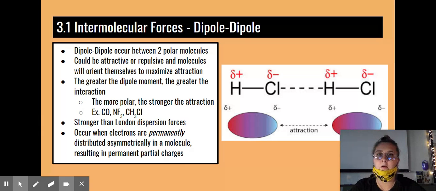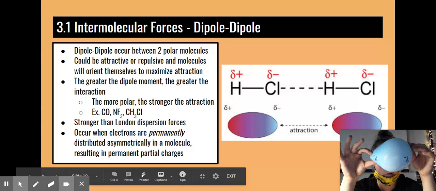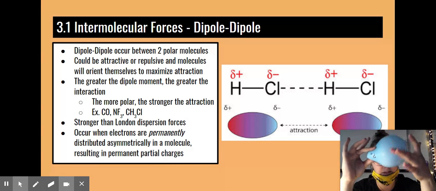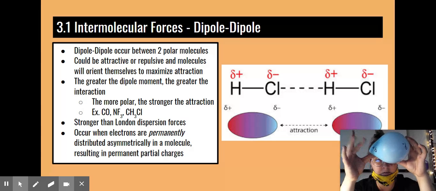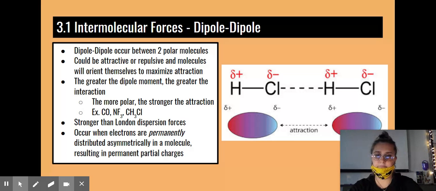We already said that those are between non-polar molecules. And these occur when electrons are permanently distributed asymmetrically in a molecule. So we have typically a shift like this balloon where your electrons are typically permanently fixed on one side, causing that polarity. So one end will be positive and one end is negative.